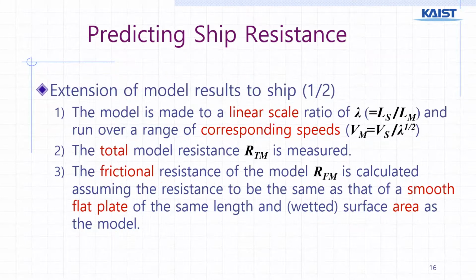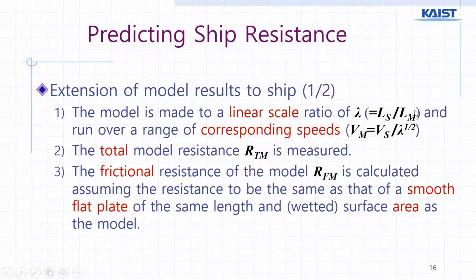Okay, so by using the model test result, somehow you can calculate the ship's total resistance. How? We follow the numbers. So, model test. The model is made to a linear scale ratio of lambda. Lambda is the length ratio between the real ship and the model ship.